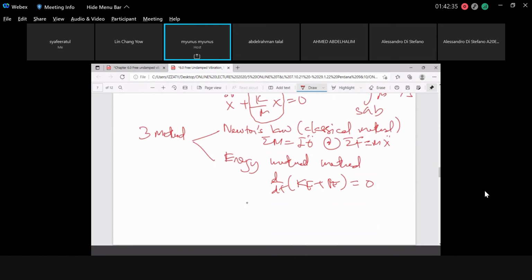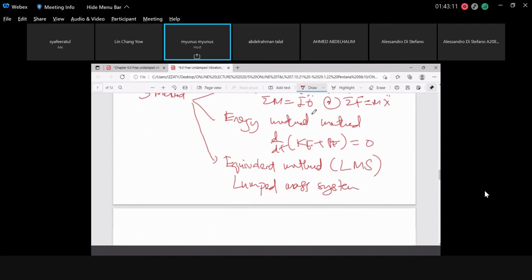The third one, this one is new to you. What do we call it? Equivalent methods. In the book, they put it here as the lumped mass system, or LAM mass system.